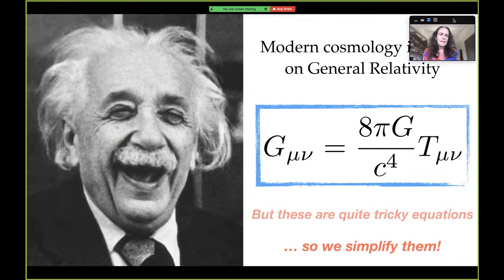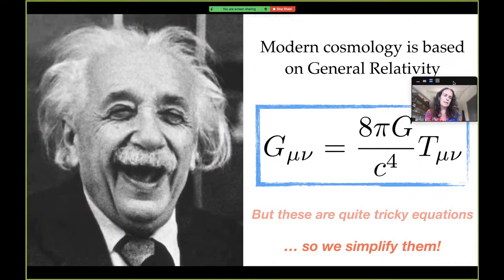So, as I said, modern cosmology is based on Einstein's theory of general relativity, which is encapsulated in his famous field equations here. These equations tell us that space-time and its curvature in the Einstein tensor G mu nu are intimately linked to the matter content of the universe in the stress energy tensor T mu nu on the right-hand side. And so the equality between these two things really tells us that our lumpy universe in the matter will give us a lumpy space-time beneath it.